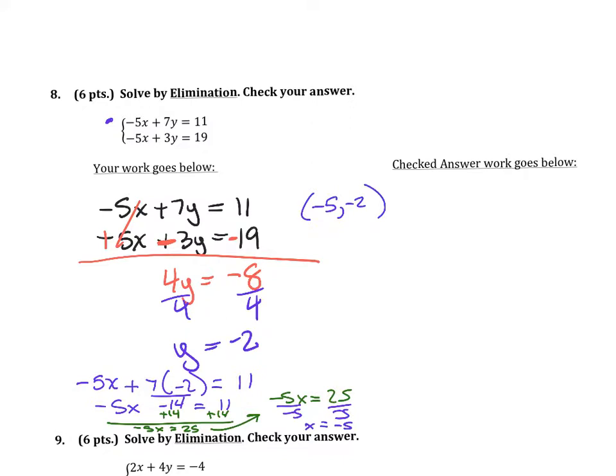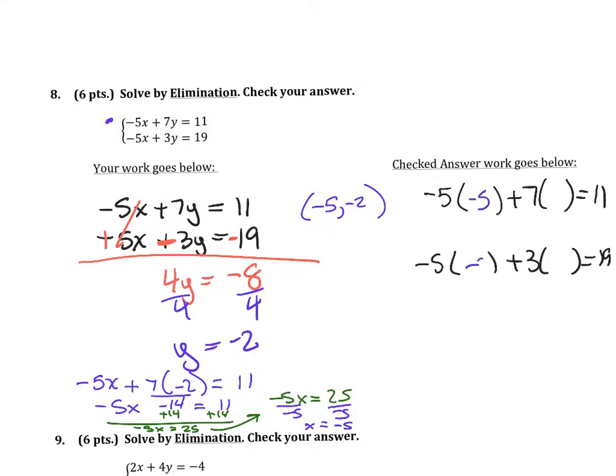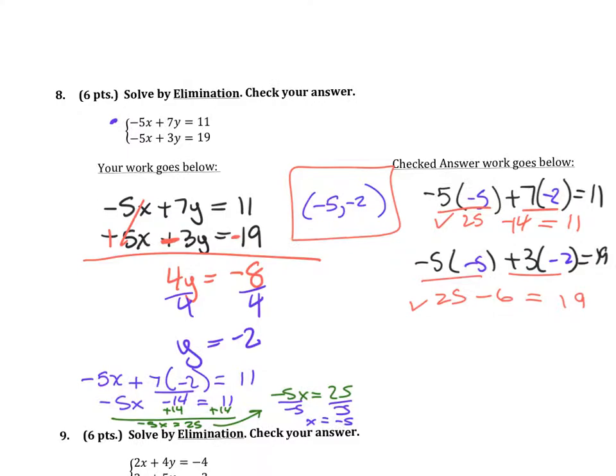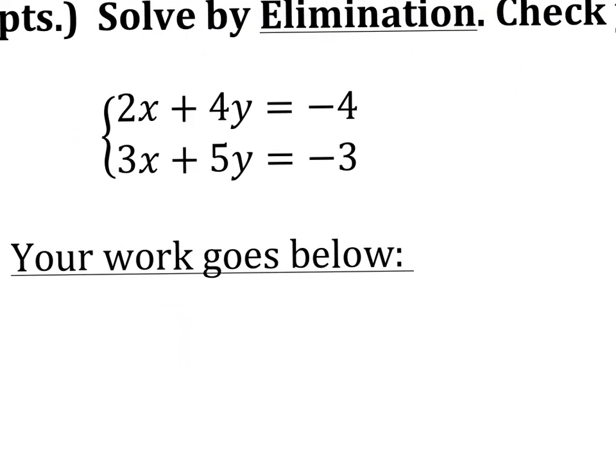Check your work. Negative 5 times x plus 7 times y equals 11. Negative 5 times x plus 3 times y equals 19. X is negative 5, y is negative 2. This is 25 minus 14 is equal to 11. Makes that one correct. 25 minus 6 is 19. I know my answer is correct because it satisfies both equations. Now try this one.